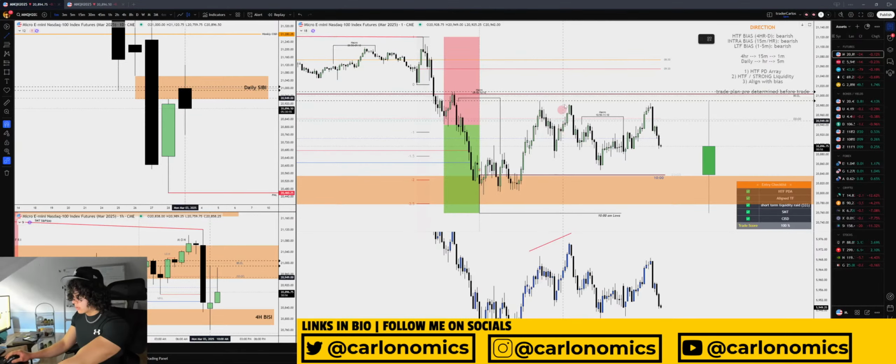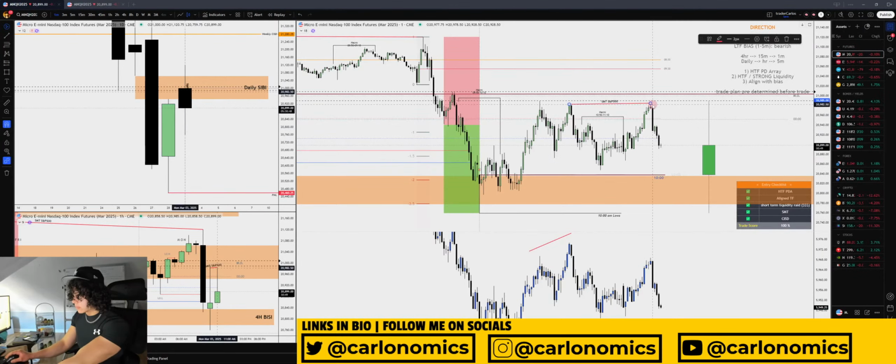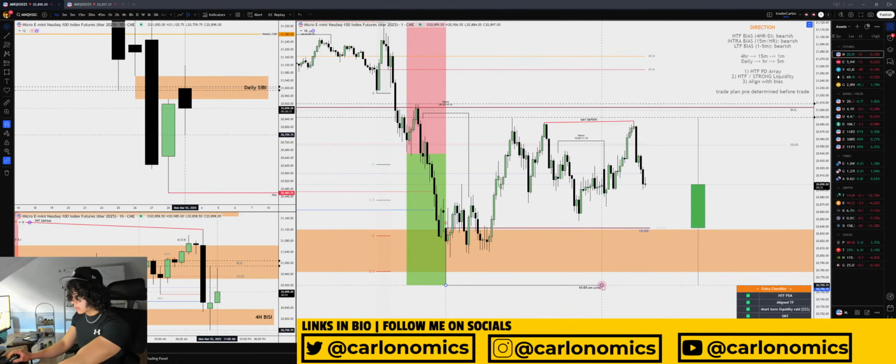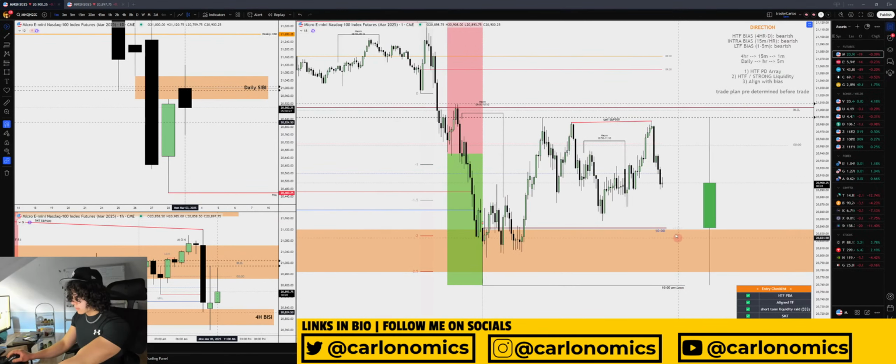So NQ took out this high above. ES didn't take that high. So this exact high right up here, like that. So these 10 a.m. lows down here are still my target. Still have the 10 a.m. open in play.